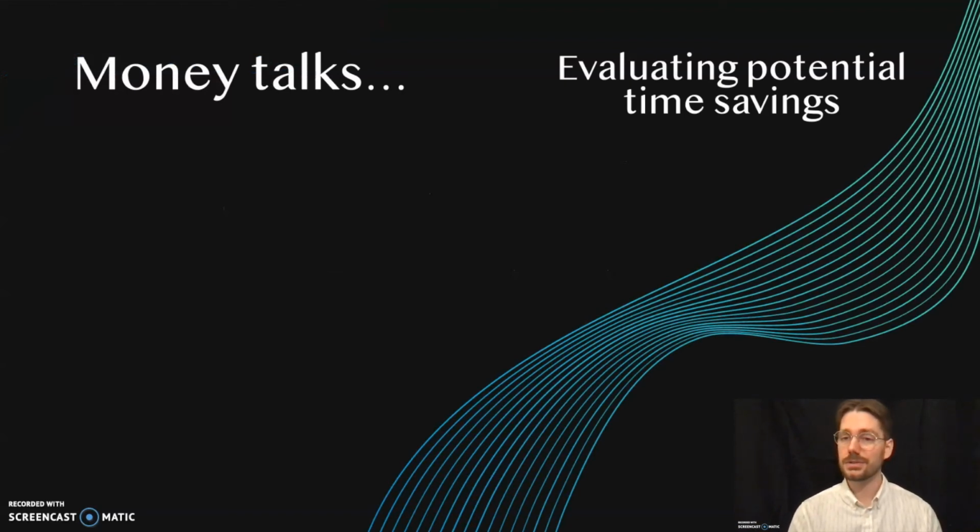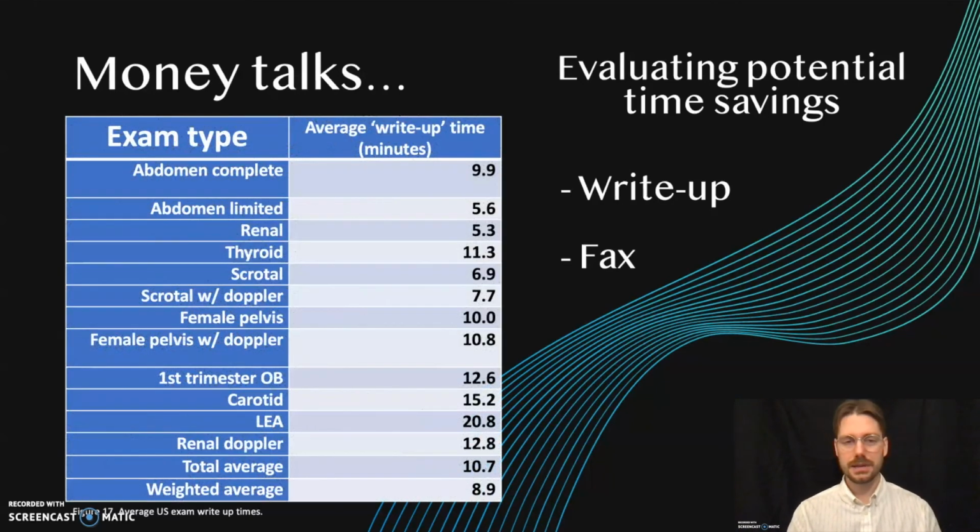Now, talking about money, the best way to look at financial benefit, in my opinion, is to look at the potential time savings. The sonographers would save time during write-up because they wouldn't have to write paper worksheets, as well as the fax sends. So to estimate what we would save, I observed our sonographers writing up different exam types, the ones that we do most often and the ones that we have the most measurement values associated with. And on average, it takes 8.9 minutes for a sonographer to write up a paper worksheet. It's a lot of time.